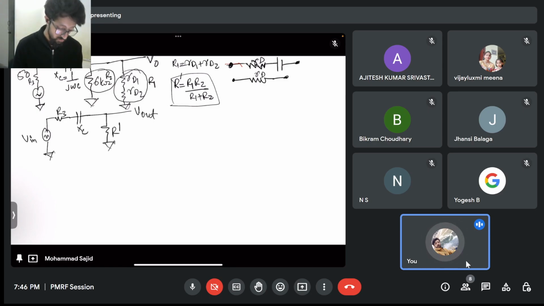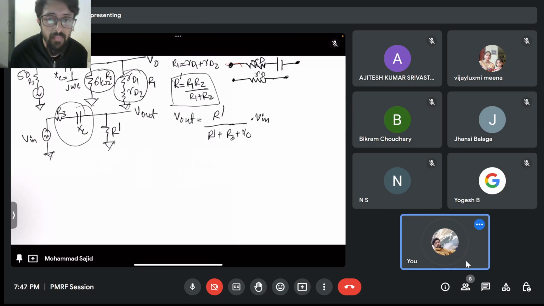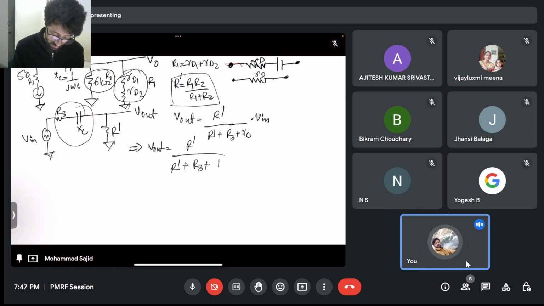Now if you apply the voltage divider rule here, what will be V out? V out will be R dash divided by R dash plus R3 and XC in series, times V in, right? Is it correct? So V output will be equal to R dash divided by R dash plus R3 plus XC, where XC is 1 by j omega C, times V in.